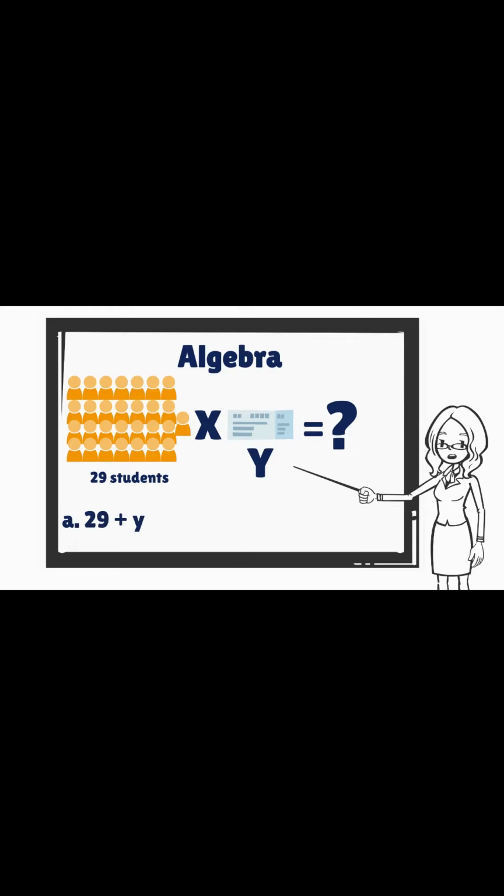A. 29 plus y. B. 29xy, or 29y. C. 29y. This algebraic expression can help the teachers and children plan and forecast the potential ticket sales.